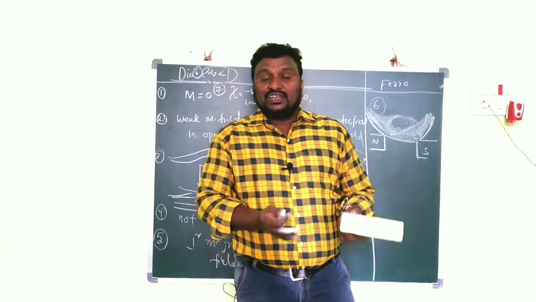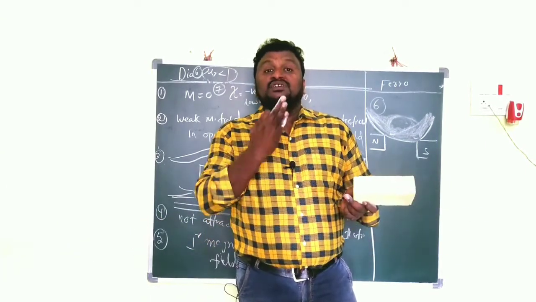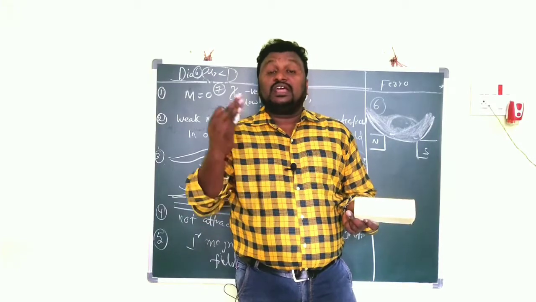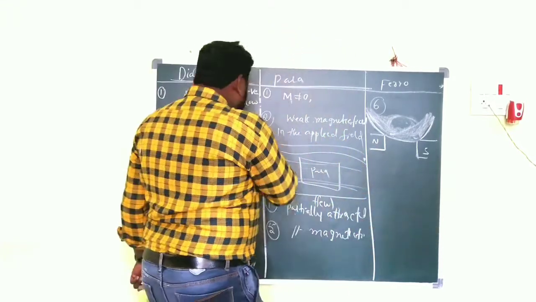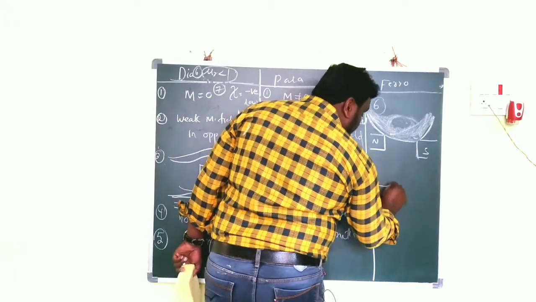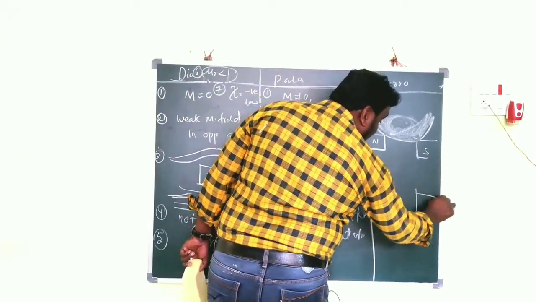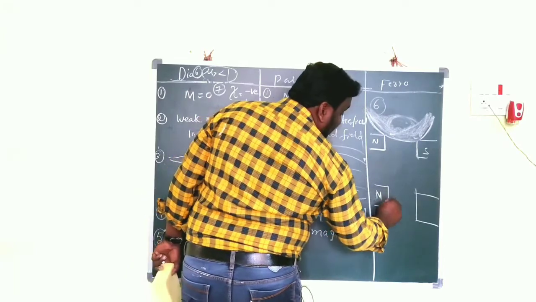Clear? That's why the liquid moves from stronger regions to the weaker region. But children, at the time I missed one point on the diamagnetic substance. Look here, if you take this as north and this as south.